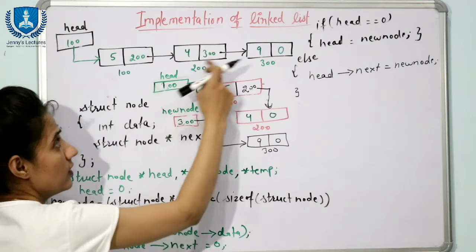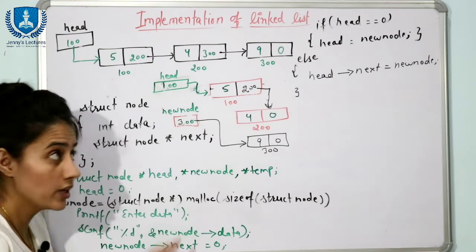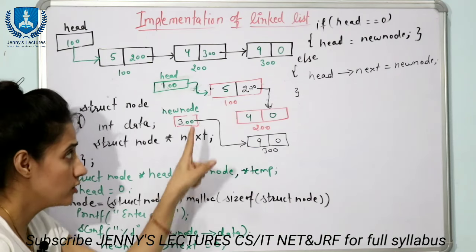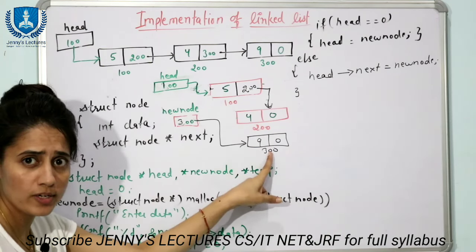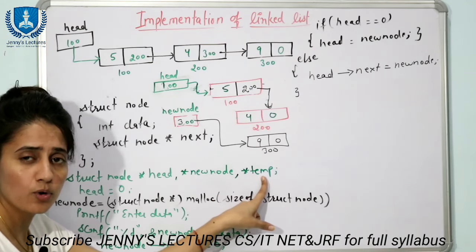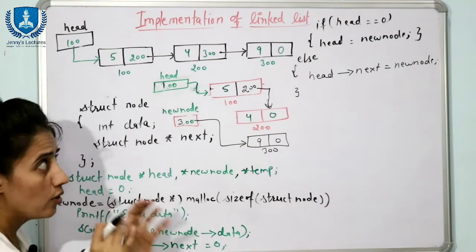So for traversing the list, obviously we need one extra pointer. We cannot change this head node. We cannot use this new node pointer because this is only going to have the address of the newly created node. We are going to take another pointer, that is temp. Fine. Now you have to modify your coding a little bit.